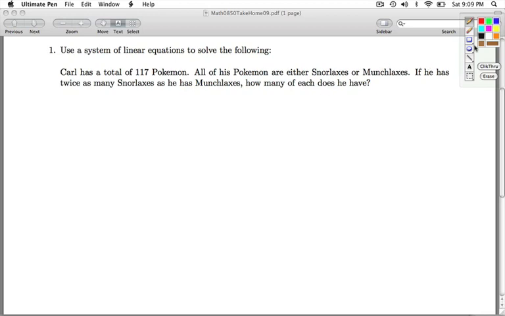Okay, so we have two unknowns we're looking for, the number of Snorlaxes and the number of Munchlaxes. So I'm going to set up my unknowns here. I'm going to let S be the number of Snorlaxes, and I'll let M be the number of Munchlaxes. And now I need to go look for clues. Since I have two unknowns, I need two equations.